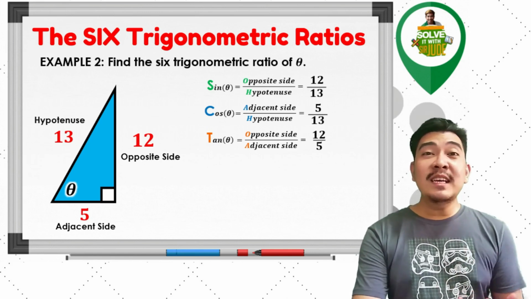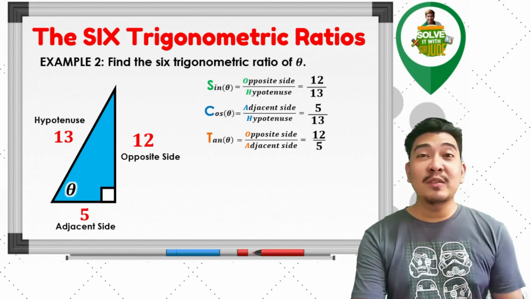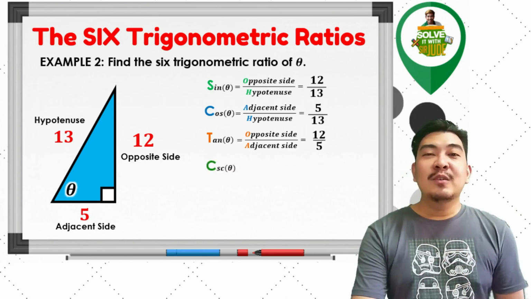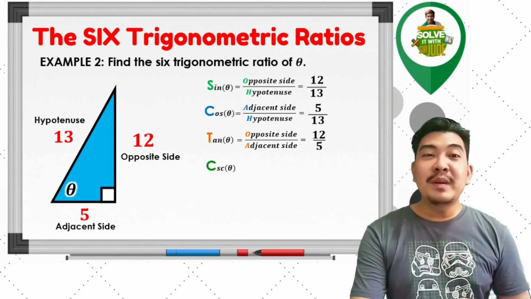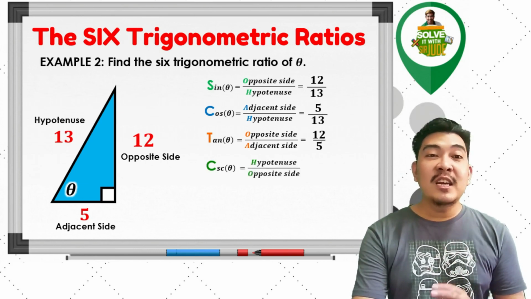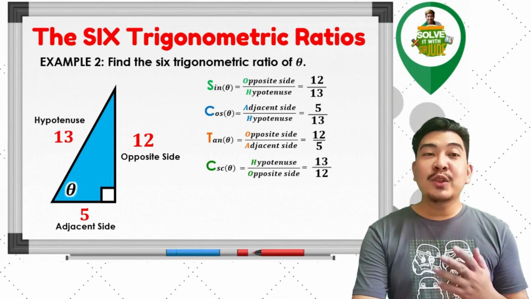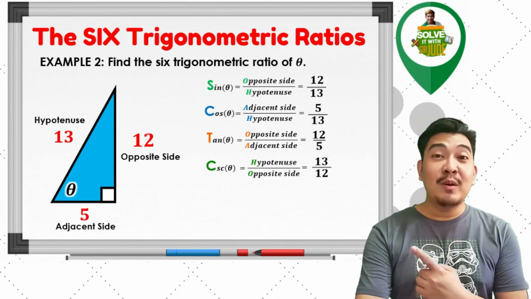After getting the first 3 trigonometric ratios, let us now proceed with the reciprocal ratios. The first one is CHO, meaning cosecant theta is equal to the hypotenuse over opposite. That will now have the value 13 over 12. So that will be our ratio.